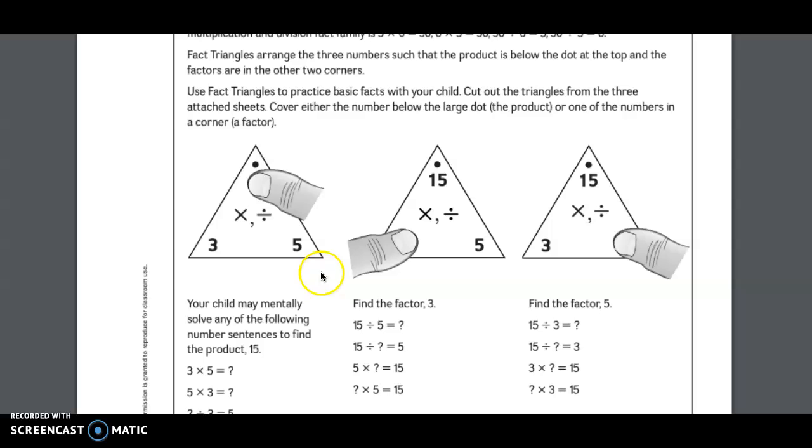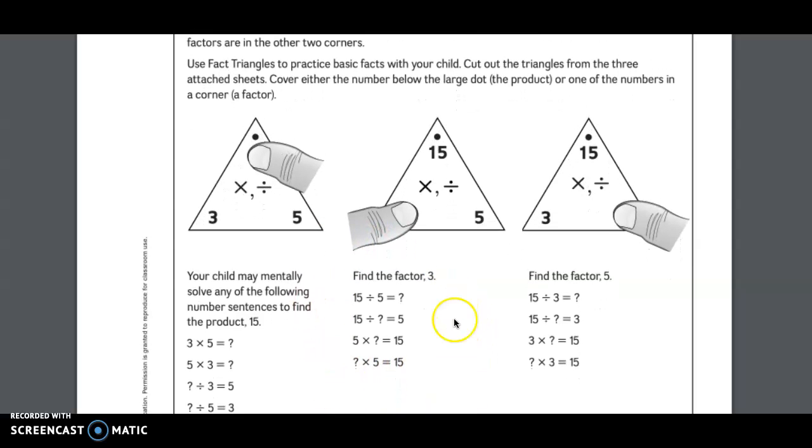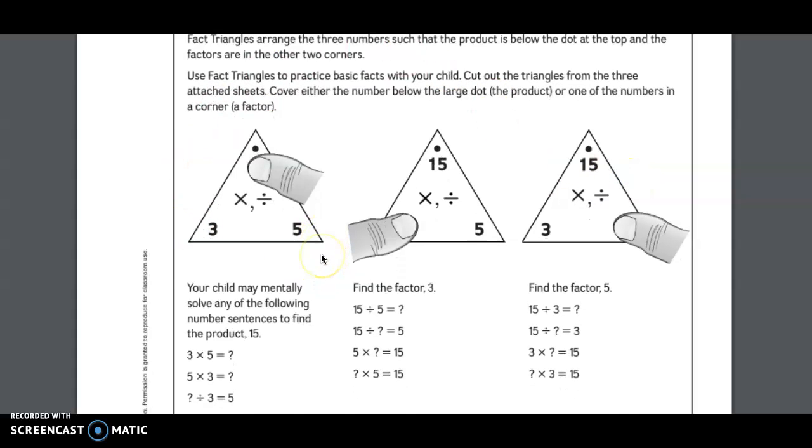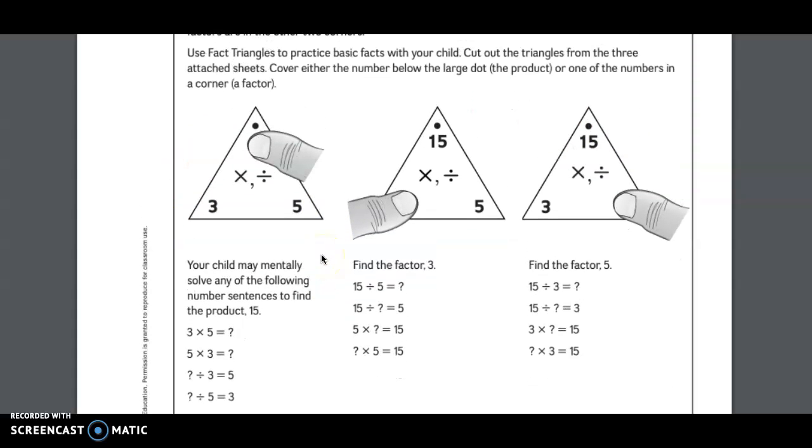You can even write out your fact families for extra practice at home. But I want you to cut them out, and I want you to either quiz yourself or have your parents quiz you or have siblings quiz you. All you need to do is place one number over the triangle, and you have to find the missing number on that fact triangle.